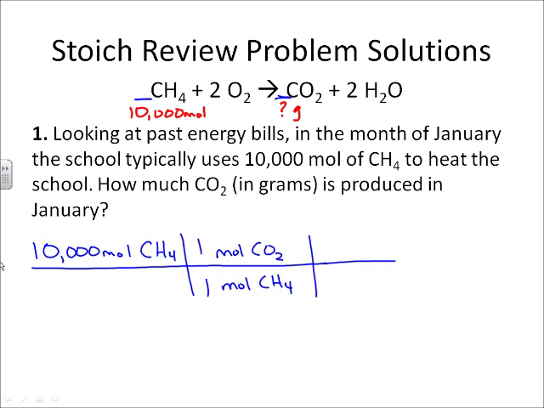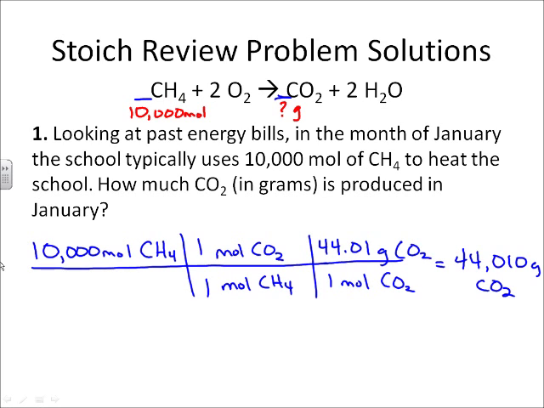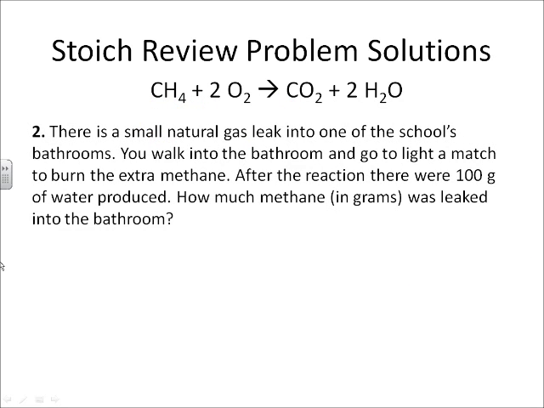And then it's asking me for grams of CO2, so I'm going to change moles of CO2 into grams of CO2, the molar mass of CO2 being 44.01 grams. So we go ahead and calculate that. That should be 44,010 grams of CO2 produced in the month of January at the school. So this was the first question for that passage. It related to what it was talking about, but all the information that we really needed here was inside the question itself.